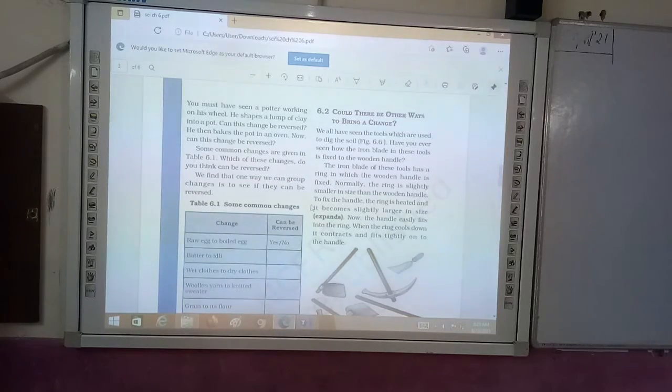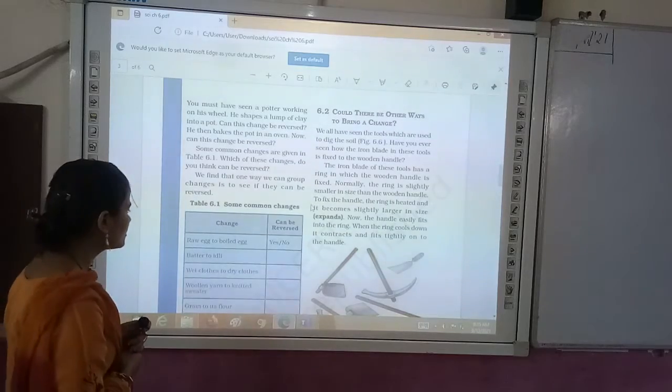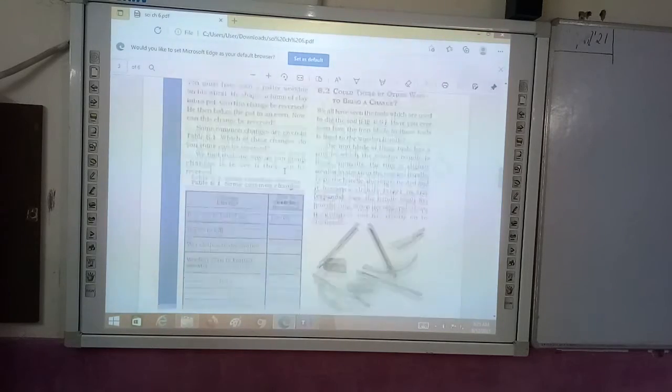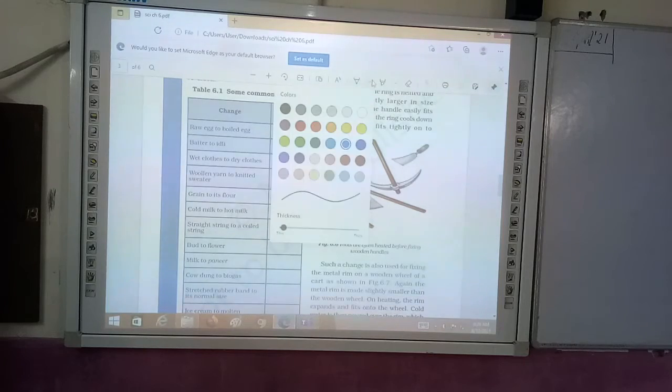Some common changes are given in table 6.1. See table 6.1. Ma'am, the name for cannot be reversed. Now see table 6.1. Some common changes. So you have to do this, okay, in your book.